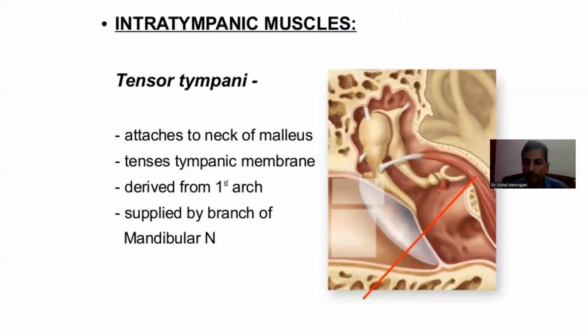Now we come to the intratympanic muscles. First is the tensor tympani muscle. It attaches to the neck of the malleus. It tenses the tympanic membrane, is derived from the first arch, and is supplied by the mandibular nerve.